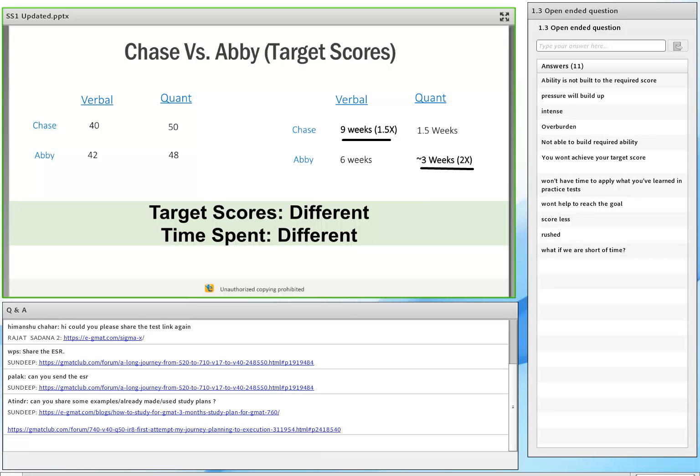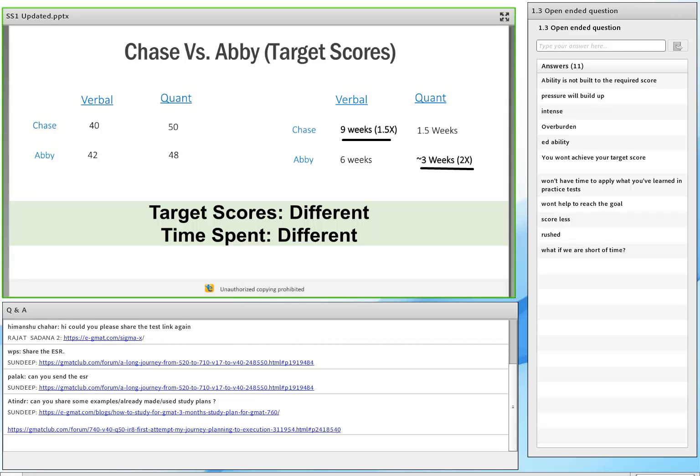Okay. The person who says they won't have time to apply, that's a really good possibility. But a more likely possibility is that you won't learn application, you would rather go into practice tests, because as human nature, we don't do this. Mayank says, what if you are short on time?